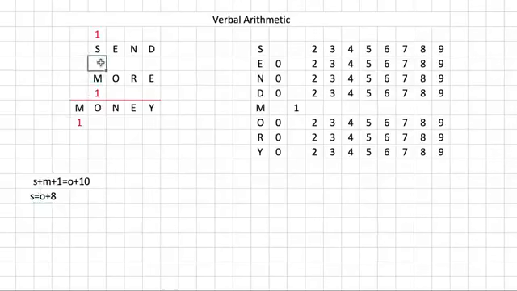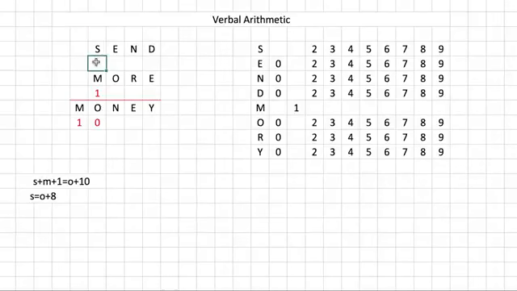So this value can be 8. So O is 0 in this case, right? Because if we put 9 here, then it will become 11 at the bottom, which cannot be the case, because M is 1, so O cannot be 1, right? So this has to be 0. Now we will see if we are getting a carry or not.